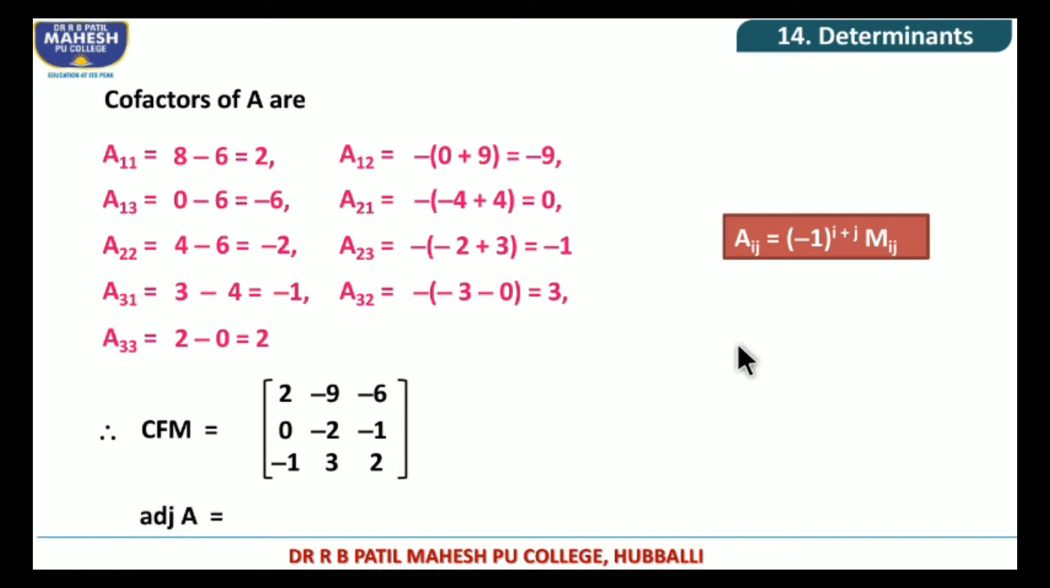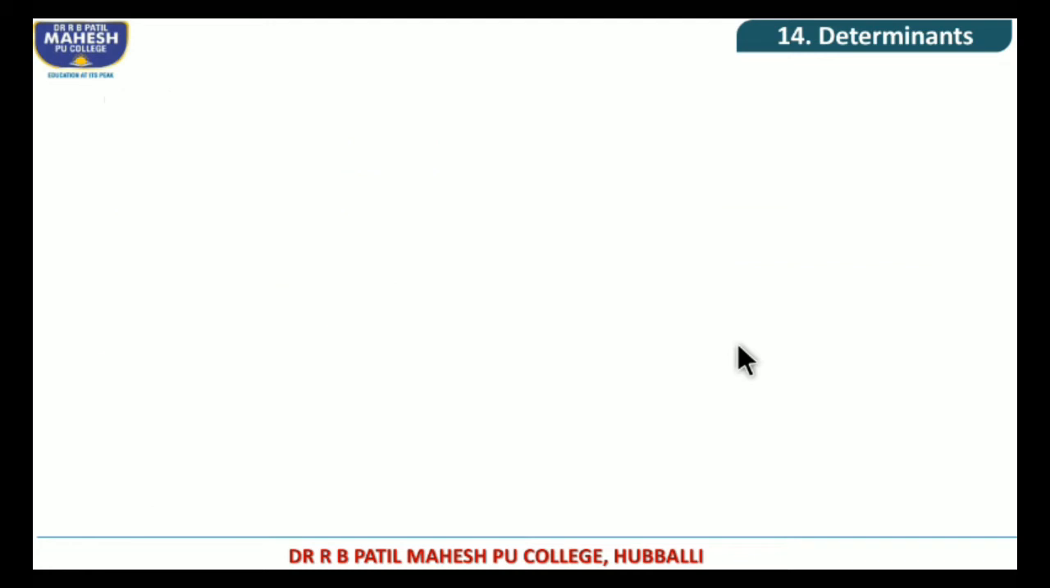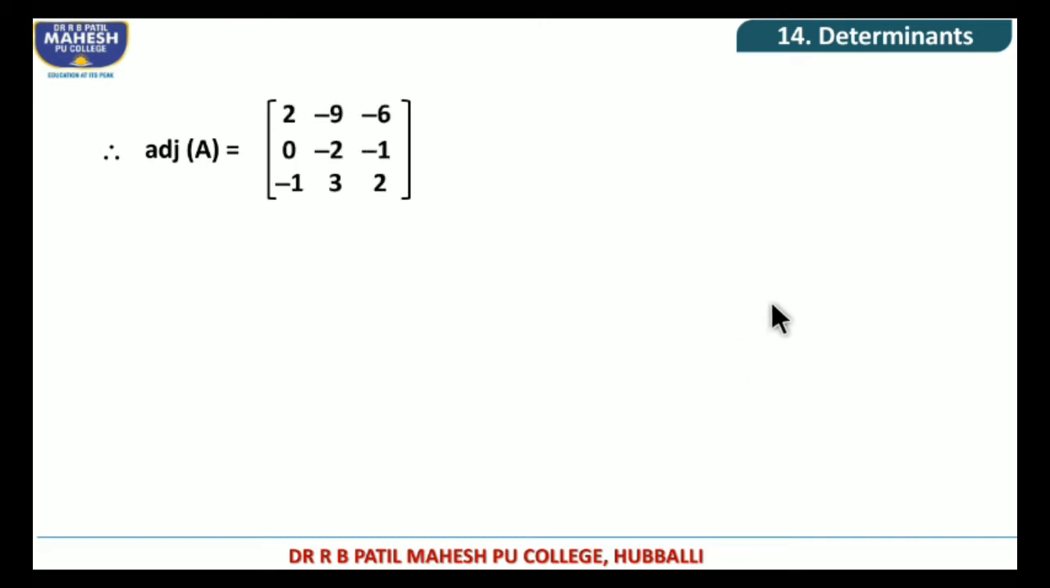Let us find the adjoint of A is equal to the transpose of this cofactor matrix. Then adjoint of A is equal to 2, minus 9, minus 6, 0, minus 2, minus 1, minus 1, 3, 2. The transpose of this one will be the first row becomes first column, second row becomes second column, third row becomes third column. So this is the value of adjoint of A.